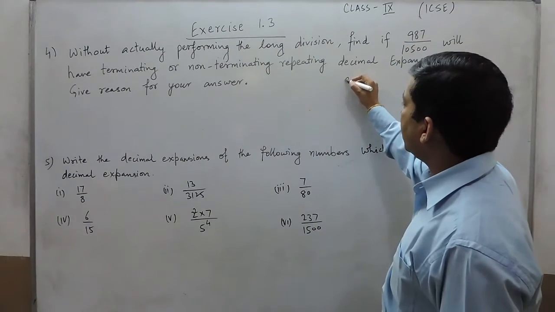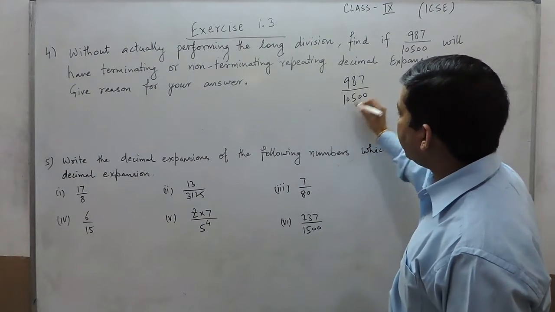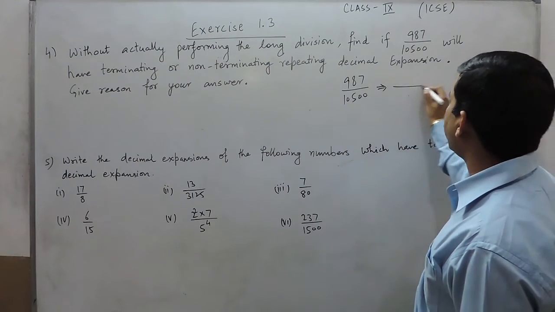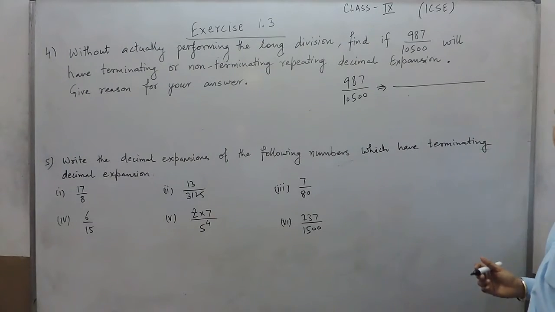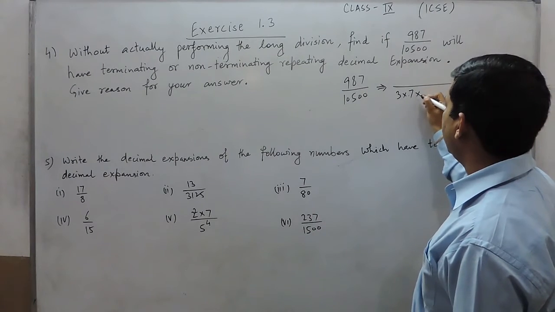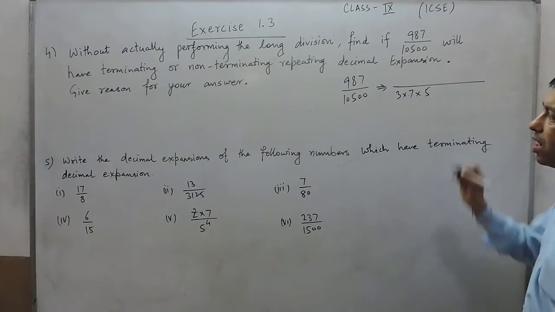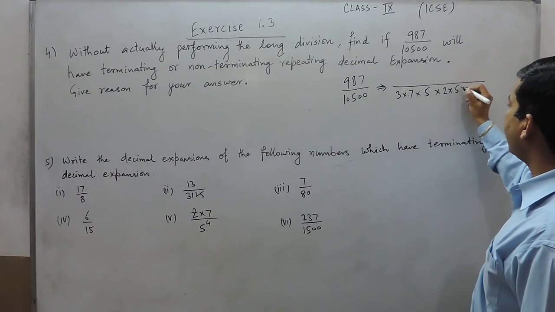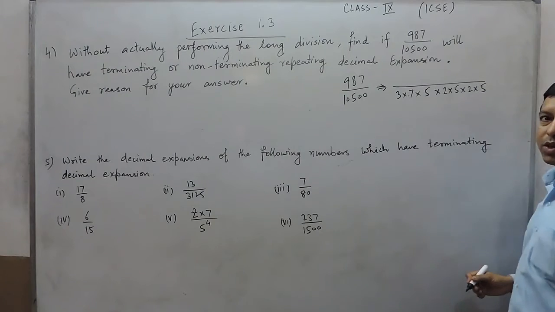First of all, whatever rational number we have, we cancel it and come to the lowest fraction. Here the denominator can be further divided into factors, and this can be written as 3 into 7 into 5. This is basically 105. 3 into 7 is 21, into 5 is 105, multiplied by 10 and 10, or 2 into 5 and 2 into 5. So these are the factors of 10500.